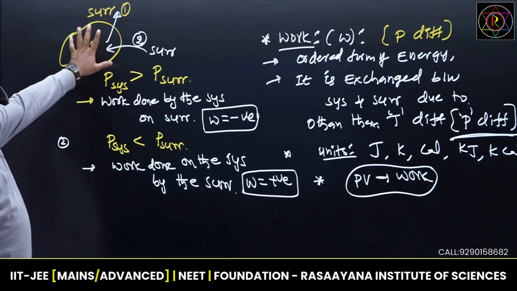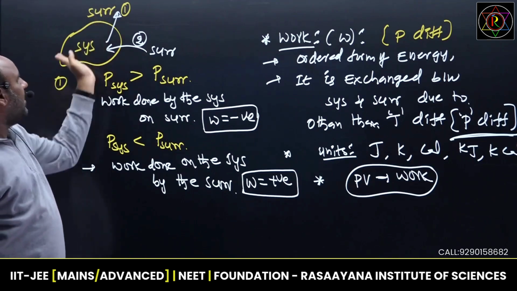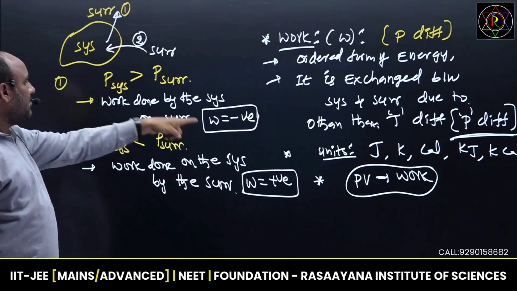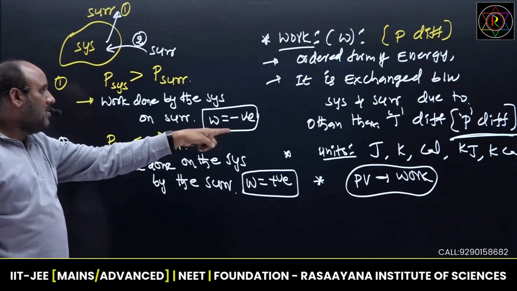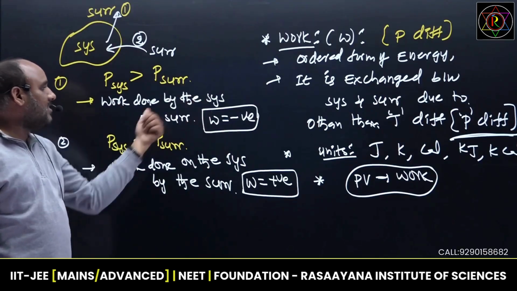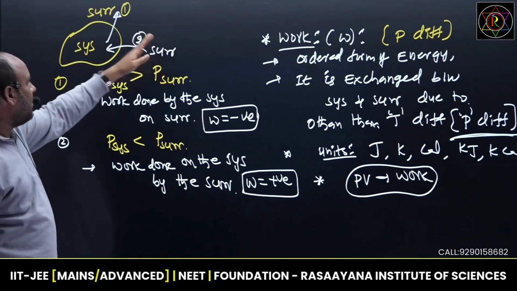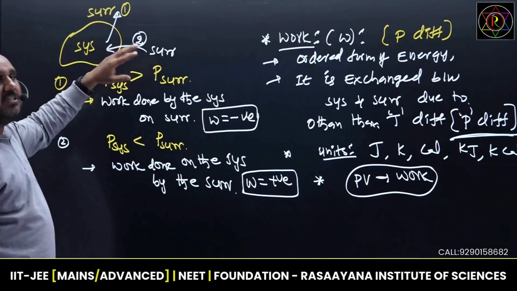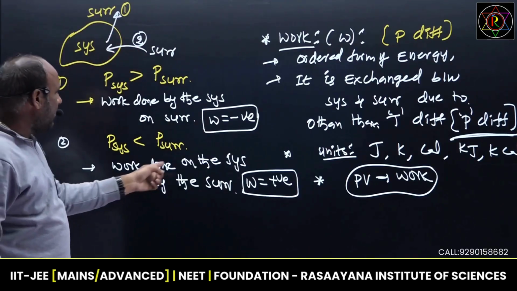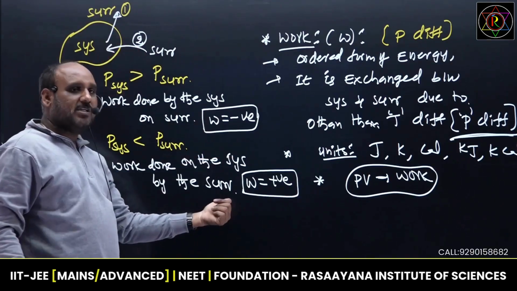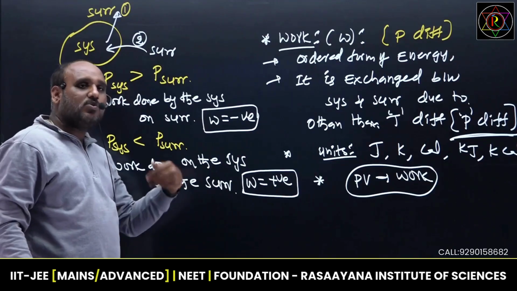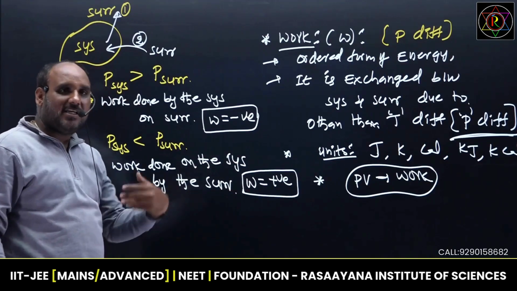Whenever the system pressure is high, the system will donate to the surroundings. That is the situation, and at that time work is negative. The terminology will be work done by the system on the surroundings. Whenever the surroundings pressure is very high compared to the system, the system is gaining some amount of energy. Therefore it is work done on the system by the surroundings. This time the surroundings lose some amount of energy and the system is gaining, right?